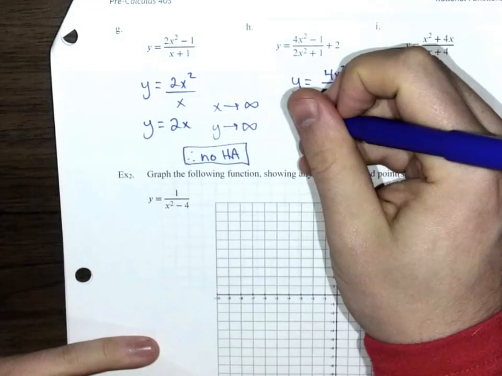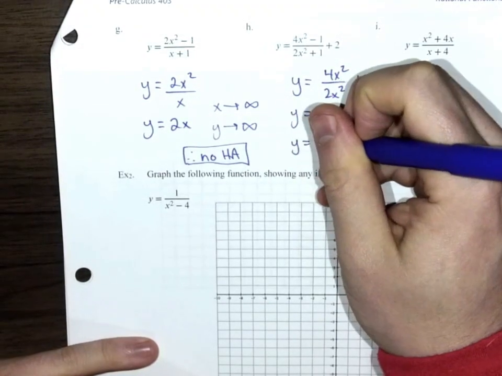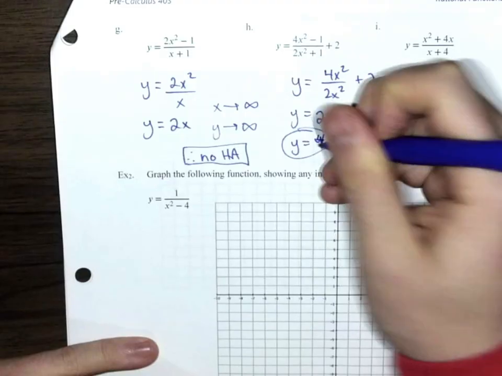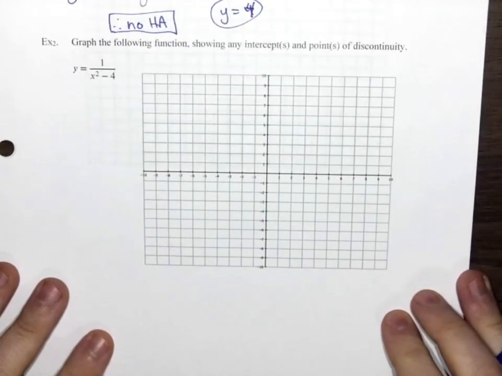4 divided by 2 is going to be 2, and the x squareds cancel. So you actually end up with a 2 plus 2 situation, and that is your horizontal asymptote at y equals 4. All right, the video is going to finish off by drawing one graph.